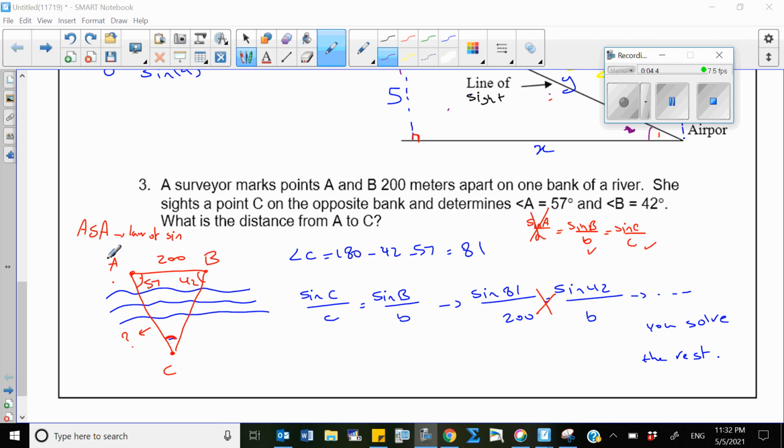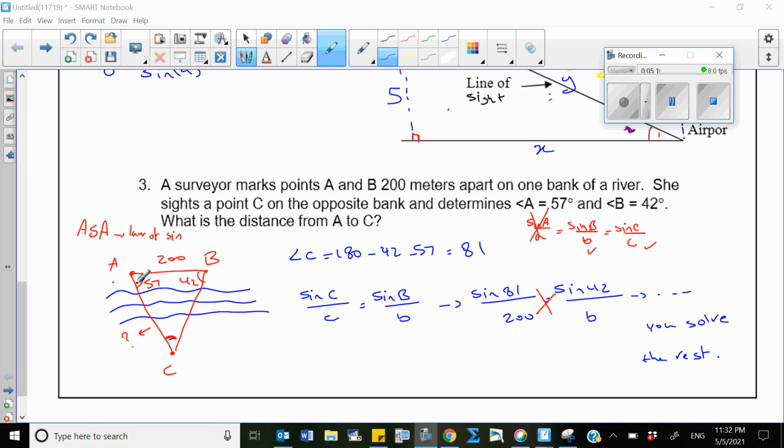Next problem. A surveyor marks points A and B 200 meters apart on the bank of a river. So here we have the river. Two points A and B are here. They are 200 meters away from each other. She sights a point C on the opposite bank. So the point C is on the other side of this river. And angle A is 57, angle B is 42.